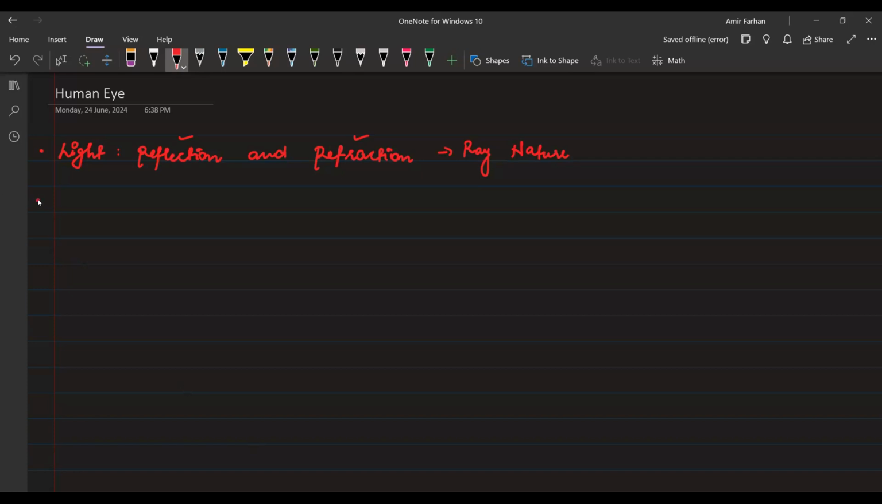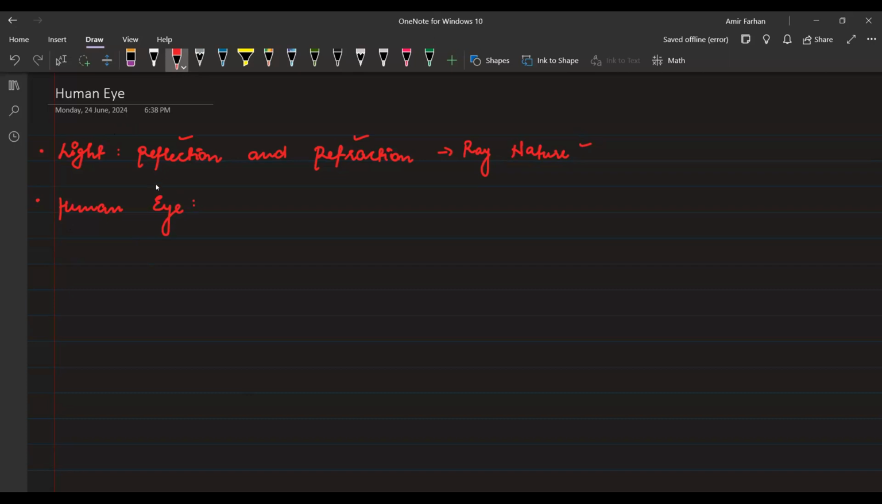Next thing is the human eye, that is basically what we will discuss in this class. One more thing: in the light chapter, numericals are there, and they are very good in number. So it's a little bit lengthy chapter because theory as well as numericals are there. Okay, Zainab?